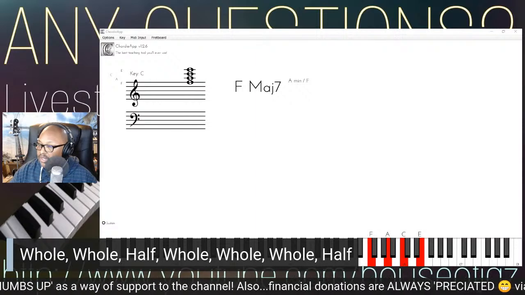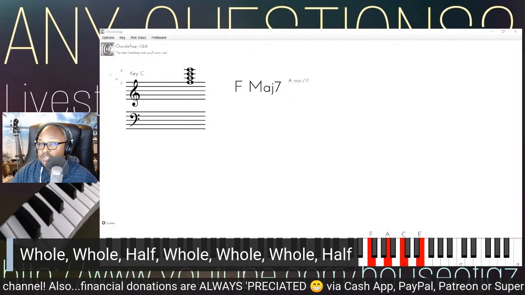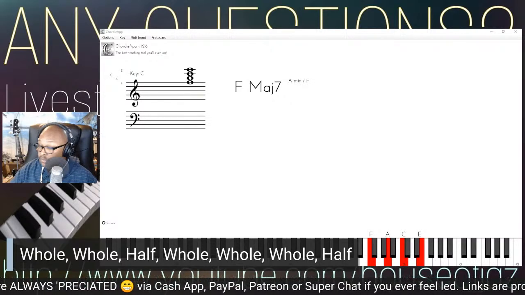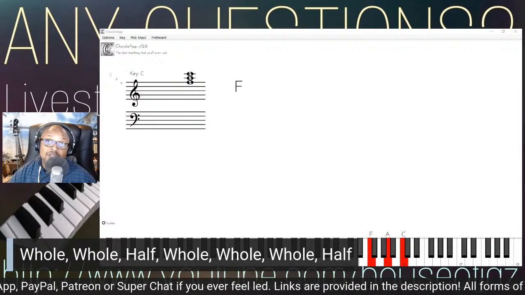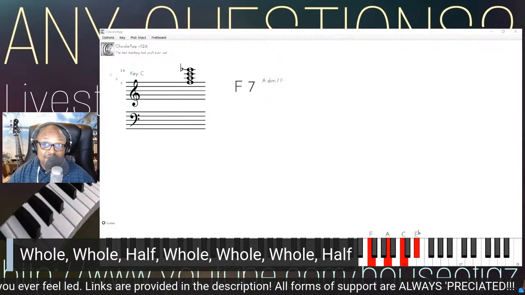Okay. Now, what if you're reading one of my chord sheets, or you bought some sheet music and it says, nah, don't play an F major 7, play an F dominant 7. Okay, same formula. Take the 7th note of the scale, drop it down a half step. Now you have an F7 chord.